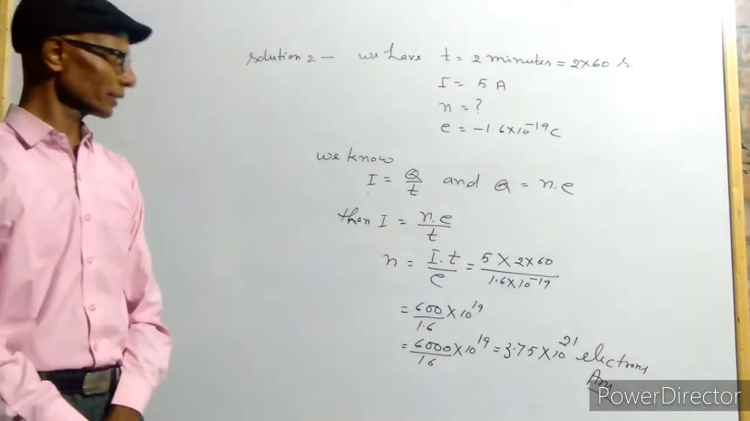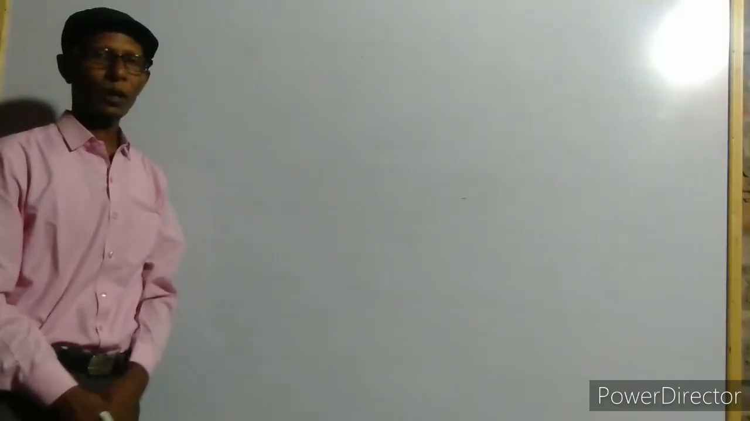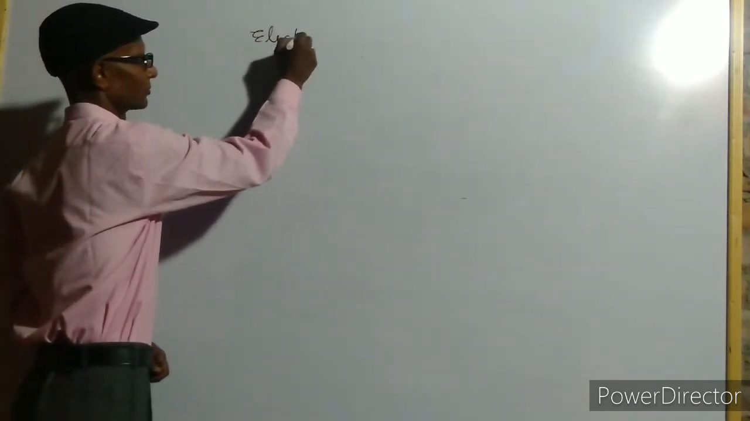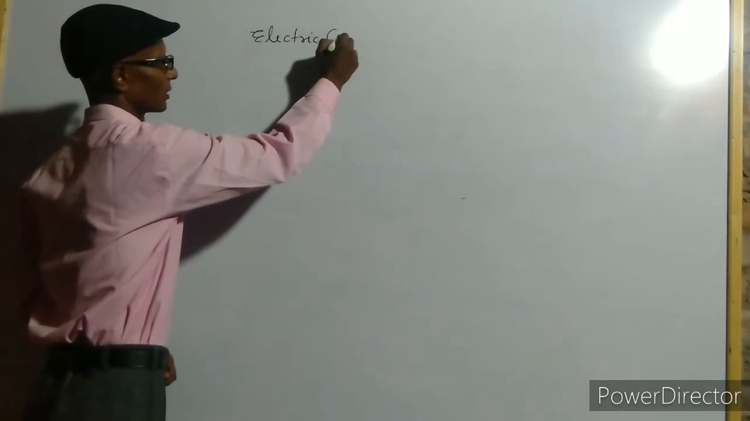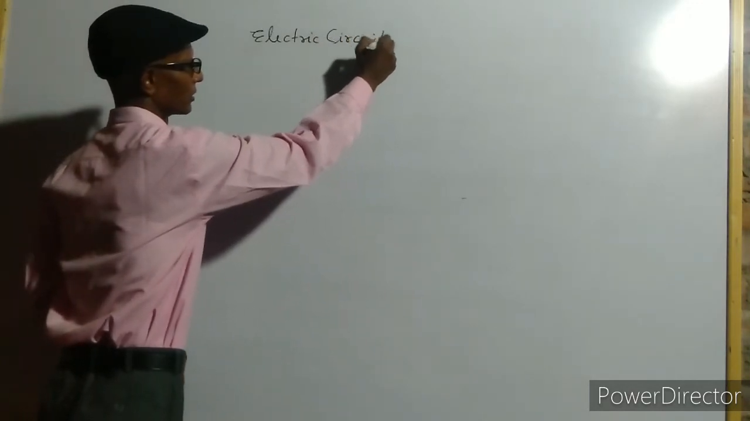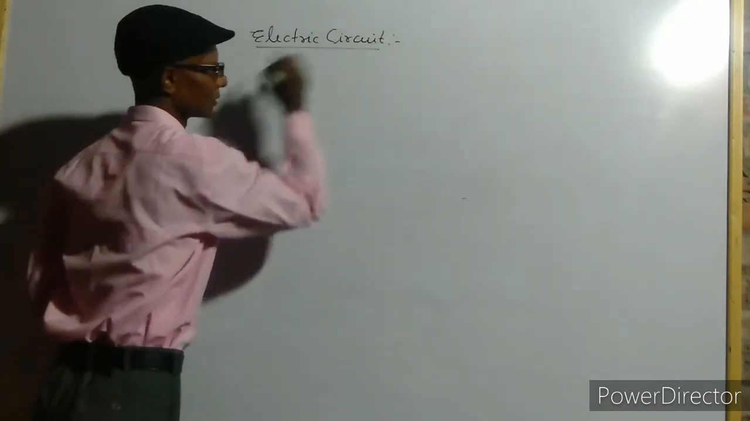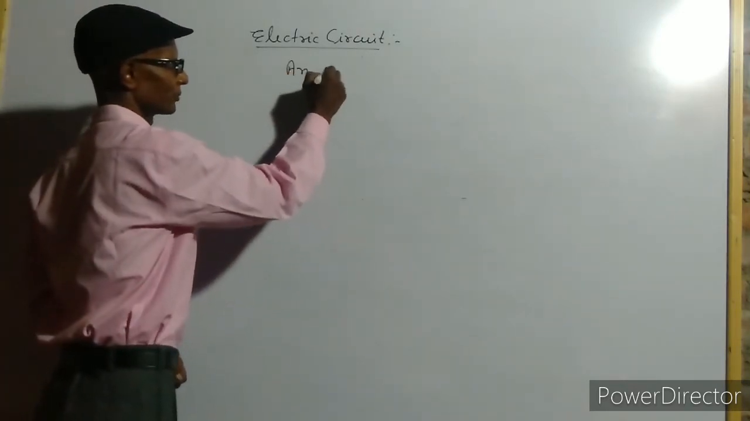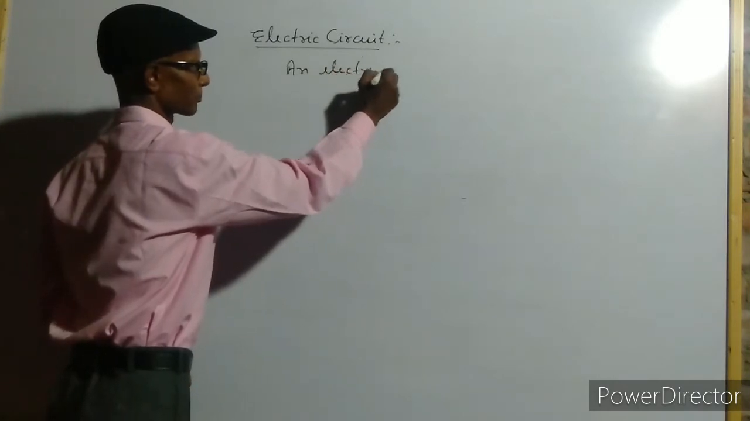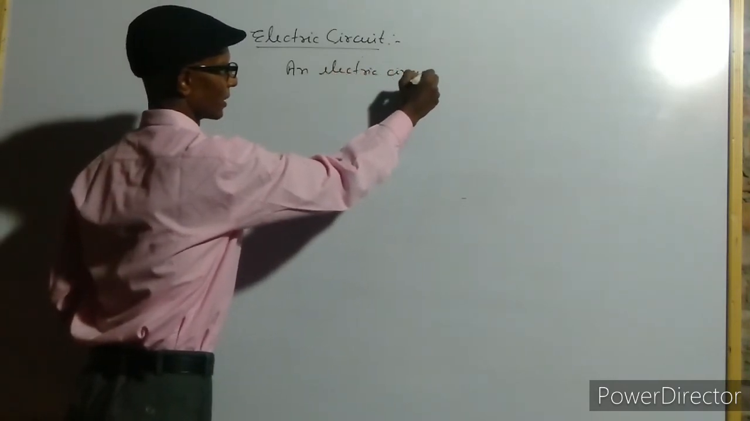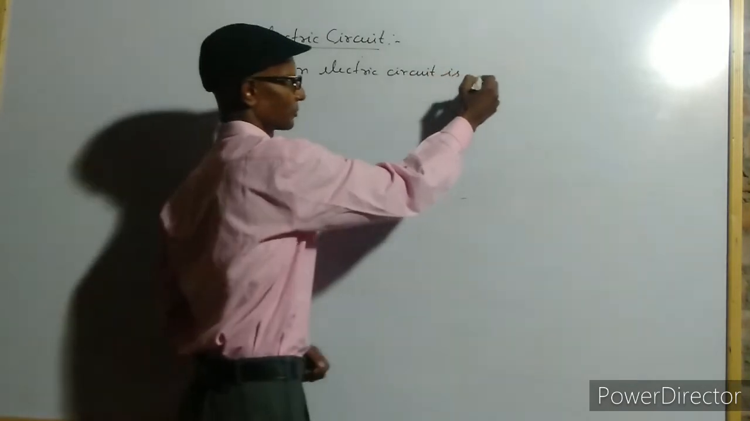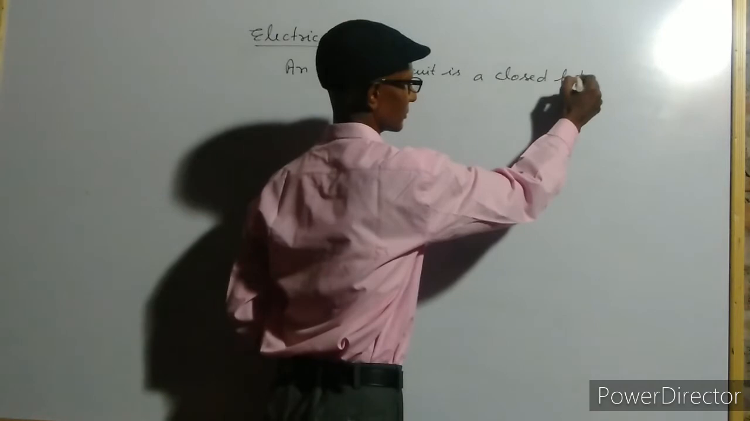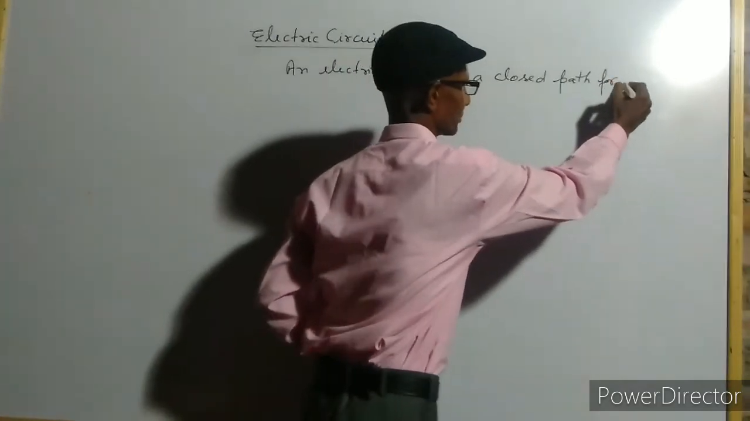Okay, students. Next topic, electric circuit. An electric circuit is a closed path for current.